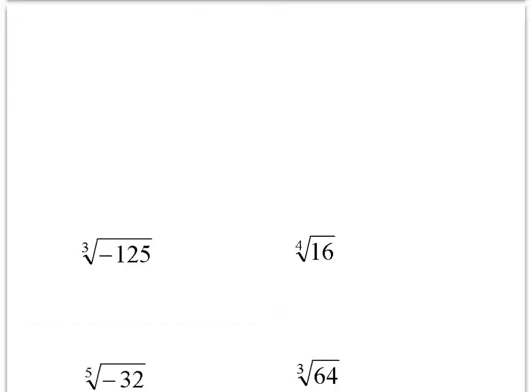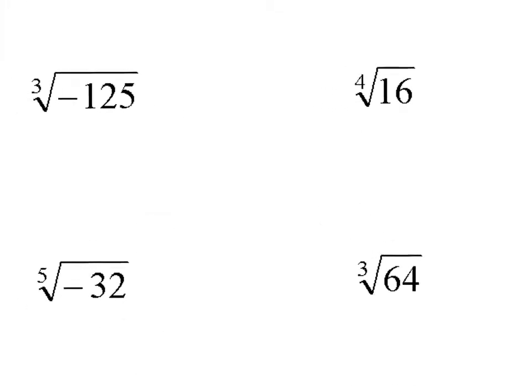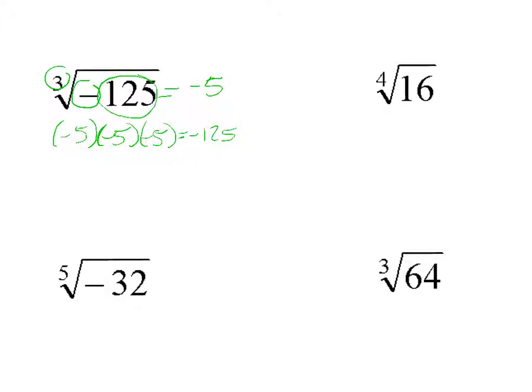So it's time to do some examples, then maybe you'll feel a little more comfortable with this. All right, so the cubed root of negative 125. So we've got a negative there. Now here's the idea. Negative 5 times negative 5 times negative 5 is a negative 125. Therefore, the cubed root of negative 125 is negative 5. So I first am looking at what times itself 3 times will give me 125, and then I look at the negative and see if that's possible.